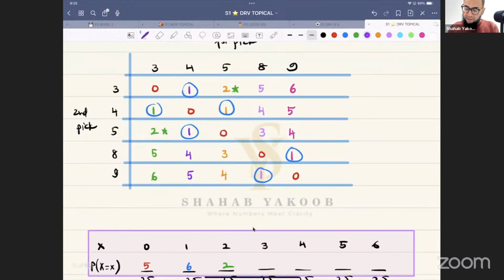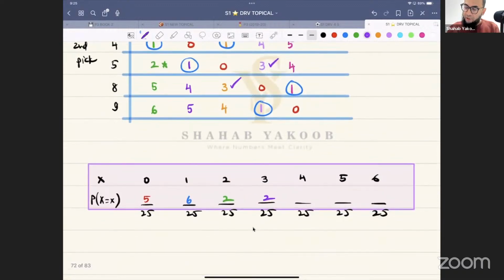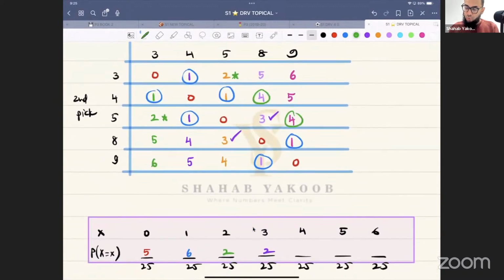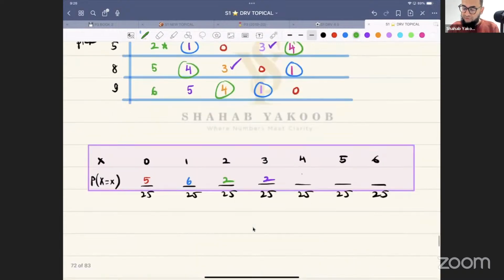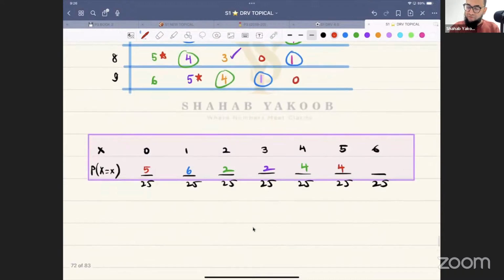So do I have a 3? Yes, that's a 3. That is a 3. I think 2 over 25. And I can just double check at the end. And let me go back. That is 4. That is 1, 2, 3, 4. 4 is 4 over 25. 5 is, this is 1, this is 2. I see a 5 over here, I see a 5 over here, that is 4 over 25.